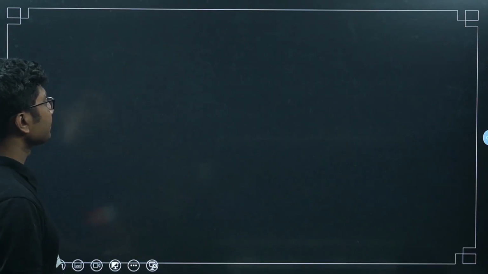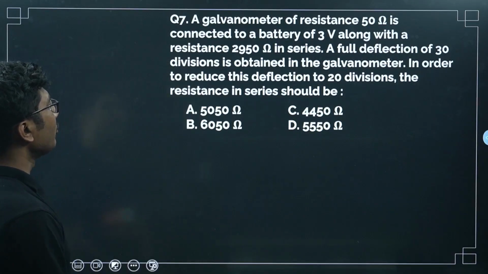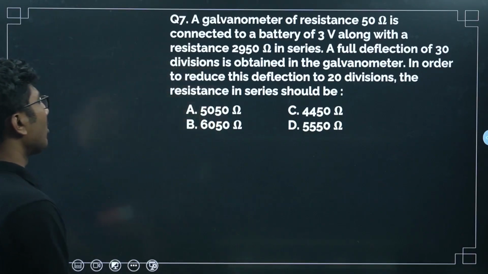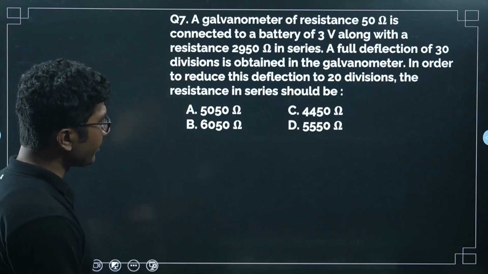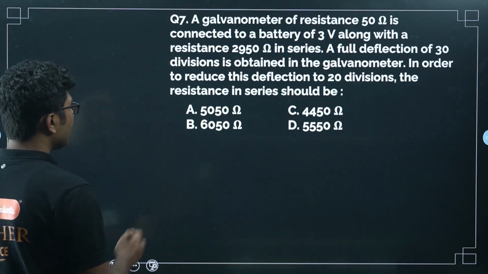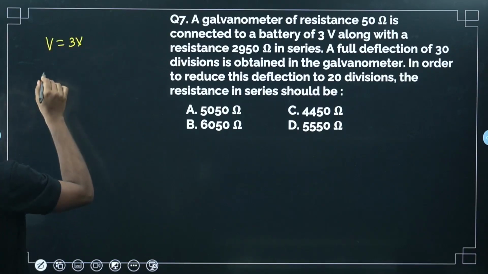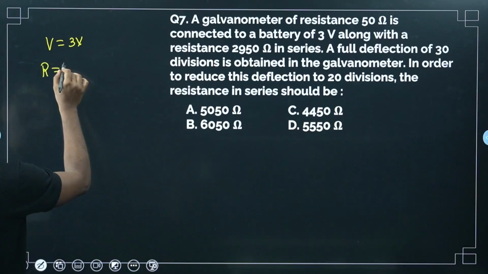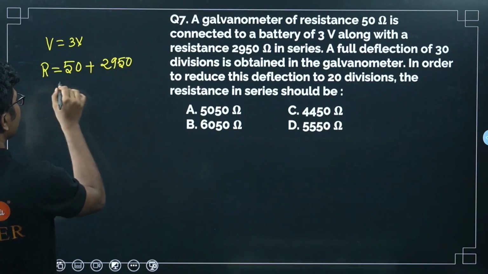Now let's move on. A galvanometer of resistance 50 ohm is connected to a battery of 3 volt along with resistance 2950 ohm in series. A full deflection of 30 divisions is obtained in the galvanometer. In order to reduce this deflection to 20 divisions, the resistance should be, so what is the given value? Given voltage is 3 volts and the total resistance is resistance of the galvanometer plus external resistance, that is 50 plus 2950, so it is 3000 ohm.